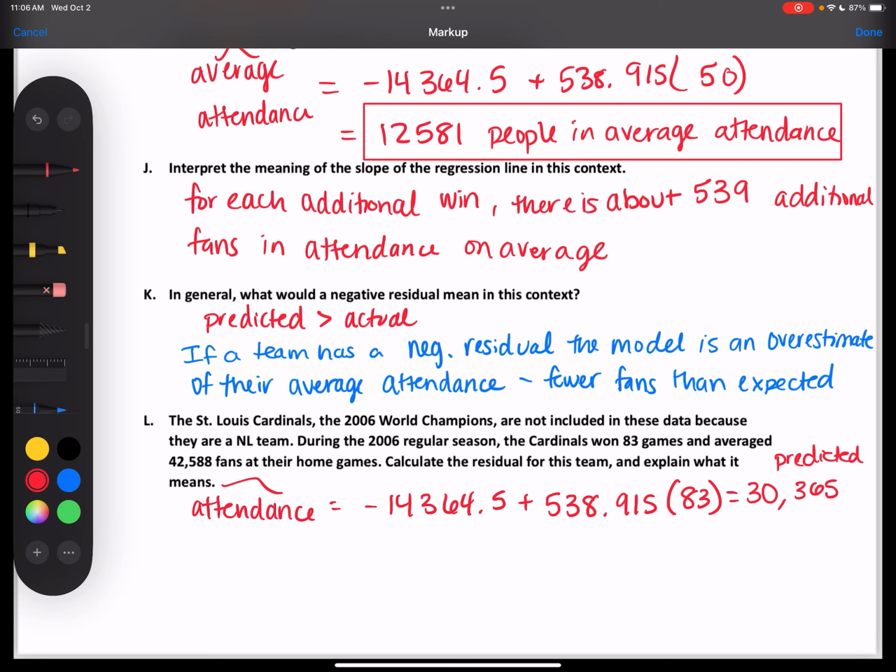The residual, which is actual minus predicted. They actually had 42,588. So 42,588 minus predicted 30,365, which is 12,223 people.